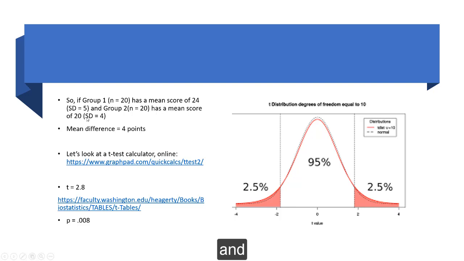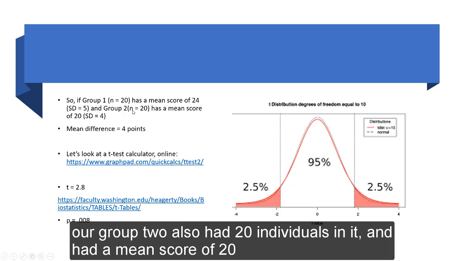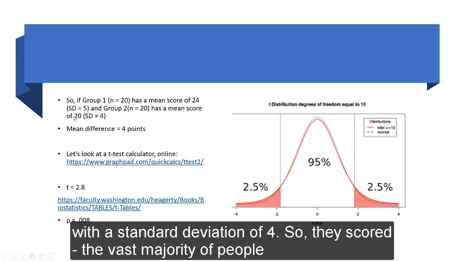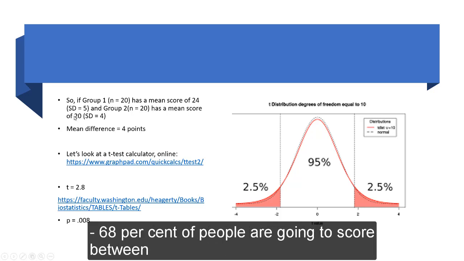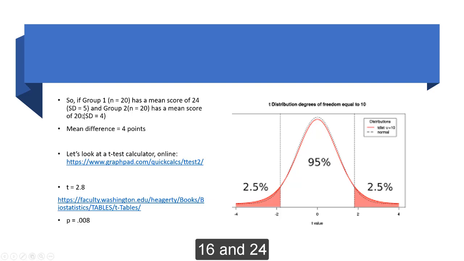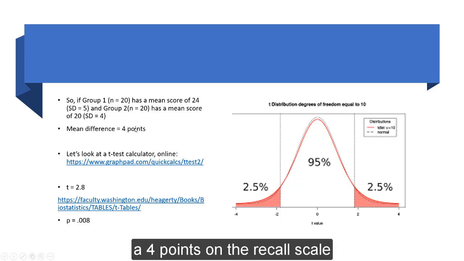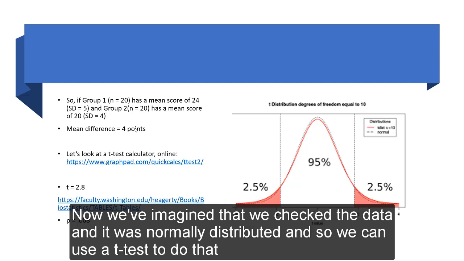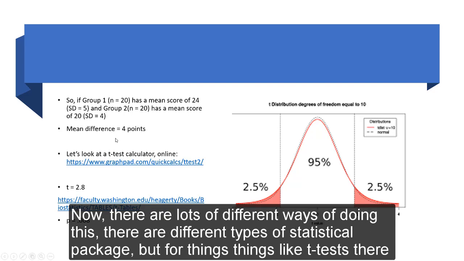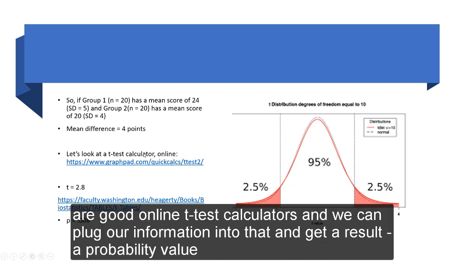and our group 2 also had 20 individuals in it, with a mean score of 20 and a standard deviation of 4. So the vast majority of people, 68% of people, are going to score between 16 and 24. We know we have a mean difference between the groups' means of 4 points on the recall scale. Now we've imagined that we've checked the data and it was all normally distributed, and so we can use a t-test to do that. There are lots of different ways of doing this. There are different types of statistical package. But for things like t-tests, there are some very good online t-test calculators, and we can plug our information into that and we can get a result, a probability value.